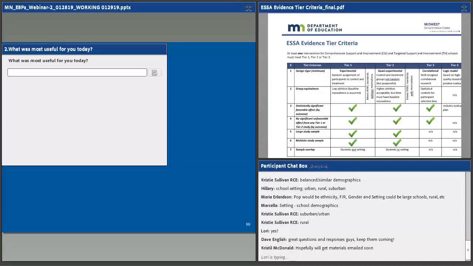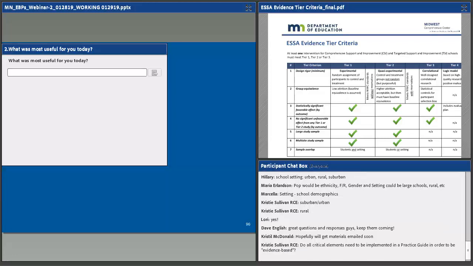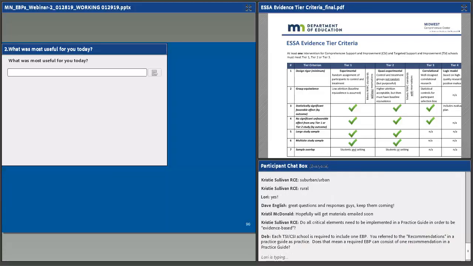I know that there is some urgency to getting these materials to you guys because your school improvement plans are due like now. So that is definitely on everybody's radar, and all this stuff will be coming to you ASAP.